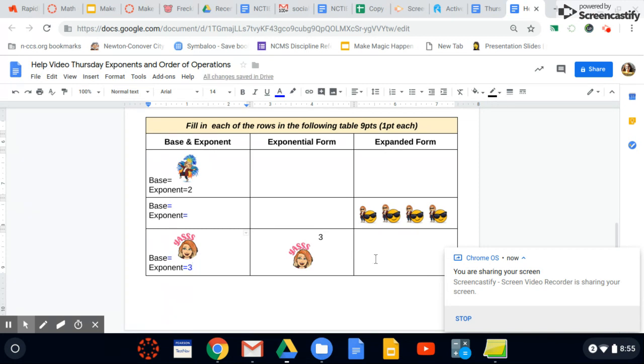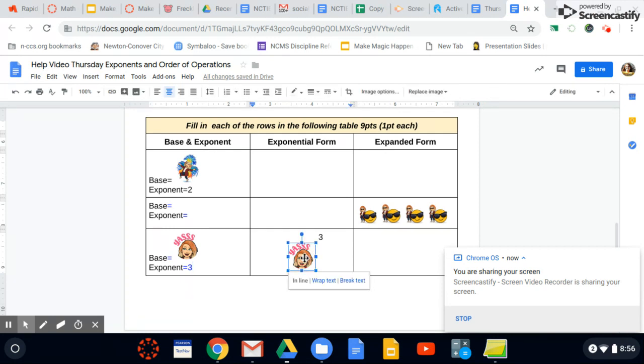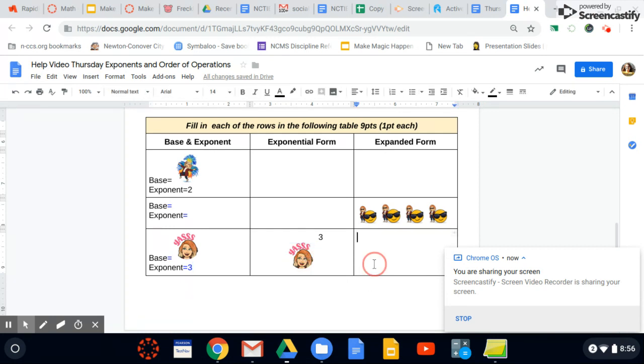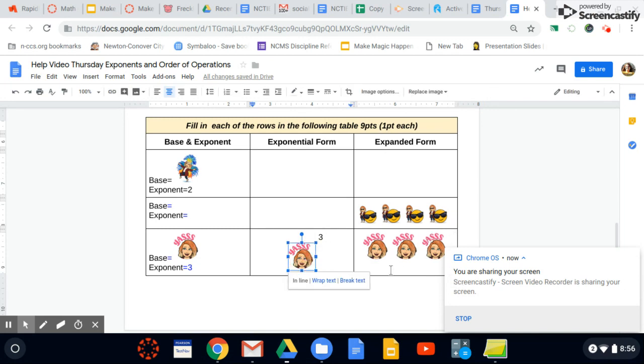And the last one says, can you put this in expanded form? So if I do that, I need to copy it, Control C, and I click over here, and I could click Control V 1, 2, 3 times, because this would be the expanded form. This could be just like a number. This could be 2 to the third power, where the base is 2, and the expanded form would be 2 times 2 times 2. But in this case, the variable is just the Bitmoji picture.